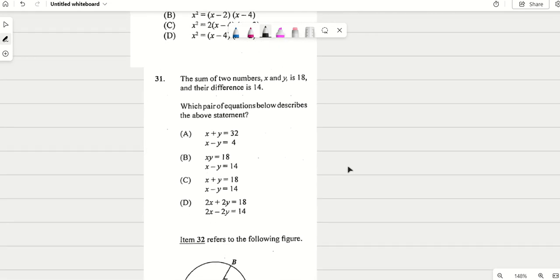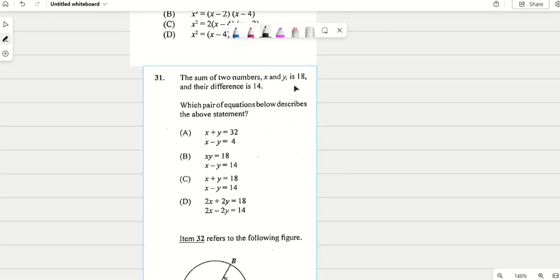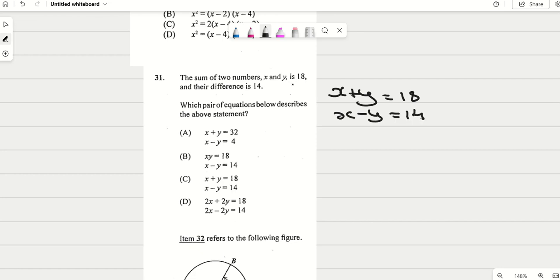Alright, now let's look at 31. The sum of two numbers x and y, sum means to add, x plus y is equal to 18. And x minus y is equal to 14. That's what it said. The sum of two numbers x and y is 18, and their difference, which is x minus y, is equal to 14. You're looking for that. That is C. You just read it and they'll tell you.